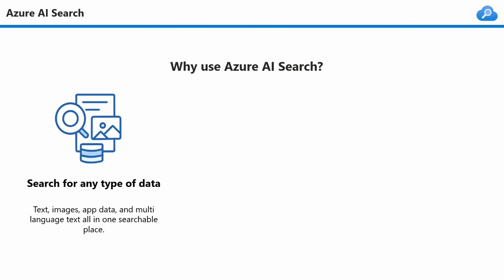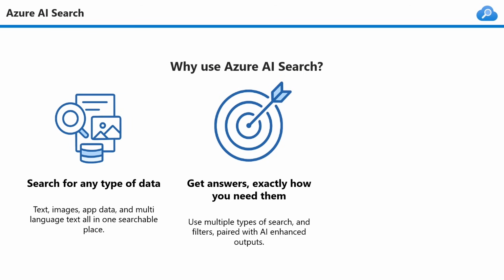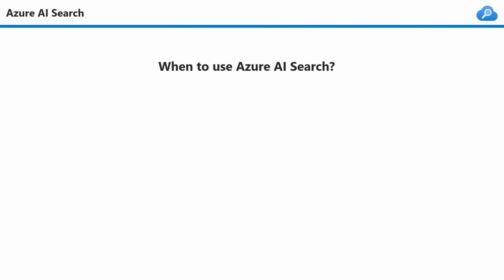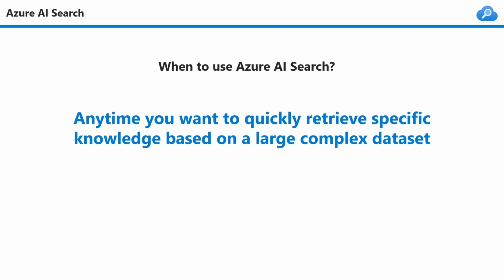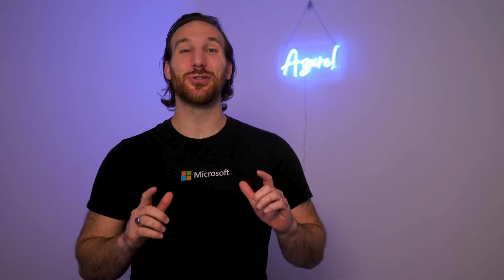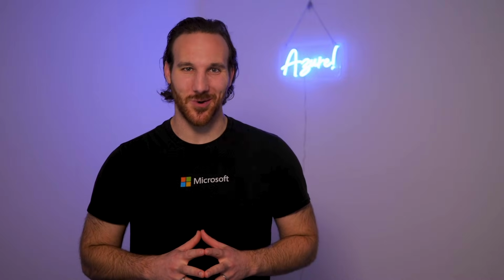So why use Azure AI Search? You can search with any type of data, images, audio, or even multilingual text. You can get answers exactly how you need them, where AI can even enhance your search for better results. And supercharge your AI apps with RAG by giving your apps the knowledge they need to quickly respond to end-user queries. So when should you use Azure AI Search? You should use Azure AI Search anytime you want to quickly retrieve specific knowledge based on a large, complex data set. Now that we've gone over the basics, let's create our first Azure AI Search resource.